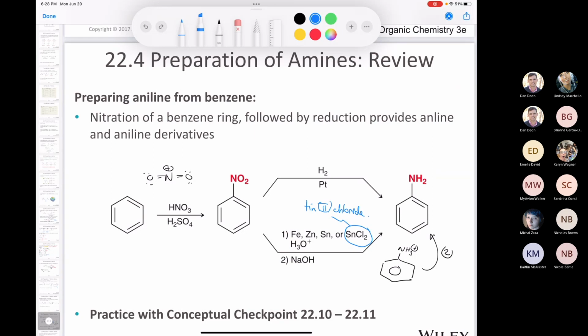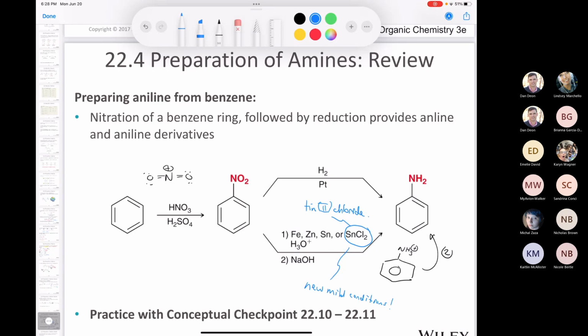But we'll write it down here. New mild conditions. Great conditions, just a very mild way of doing a reduction.